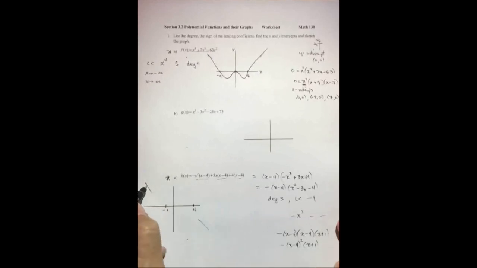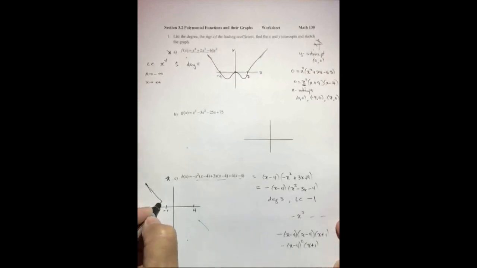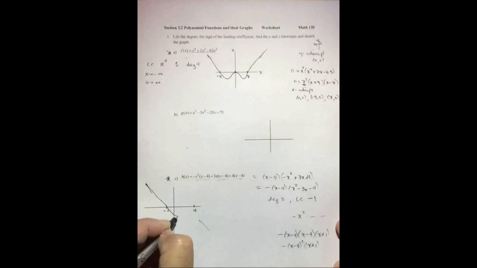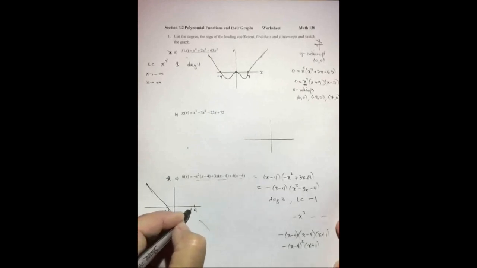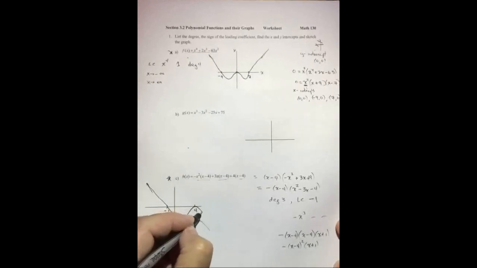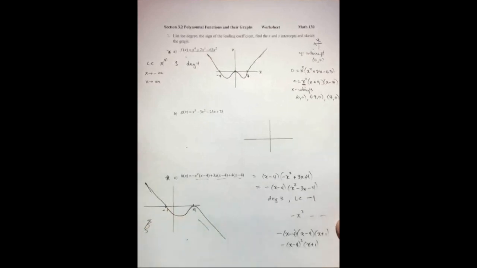So now, knowing all that, this is what's got to happen. Since this is multiplicity 1, this is going to be a walkthrough. It's going to come down like this. It has to turn back up. It has to be tangent to the x-axis. And then it has to go like that.